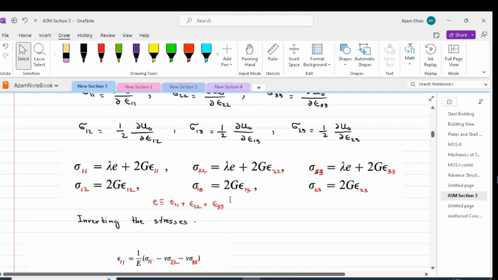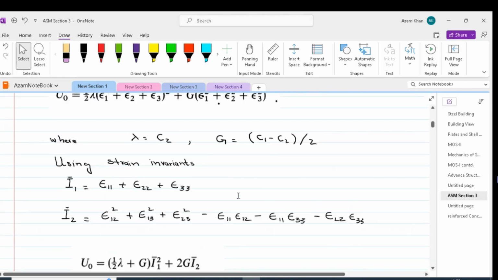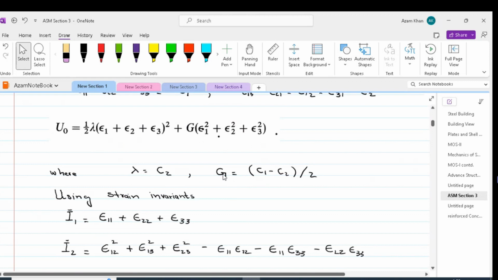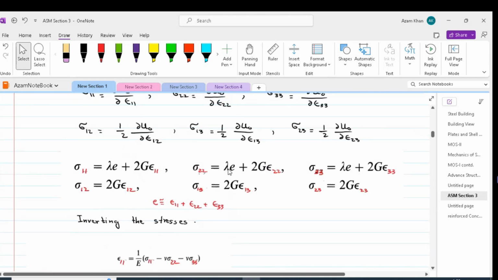Please note that small e appearing in the stress components is actually the small displacement volumetric strain, and that is equal to epsilon 1 1 plus epsilon 2 2 plus epsilon 3 3. G is the constant which we have already defined previously, so this is one of the Lamé constants. Again, lambda is a Lamé constant.